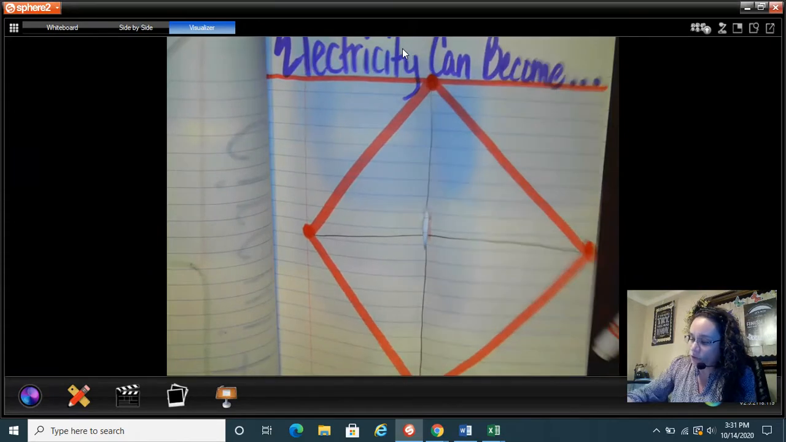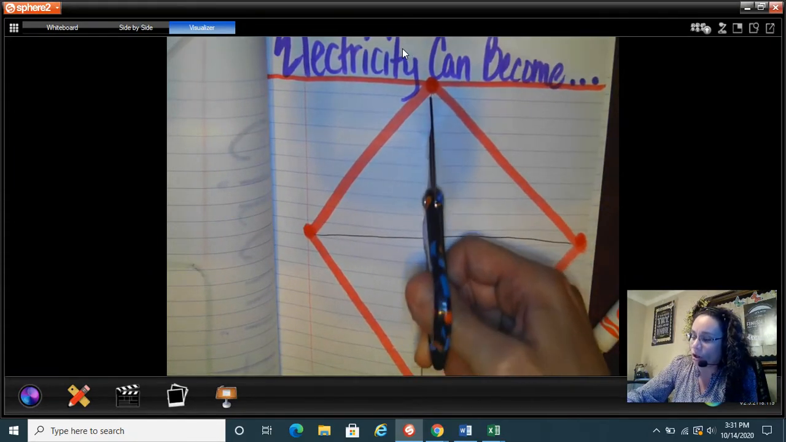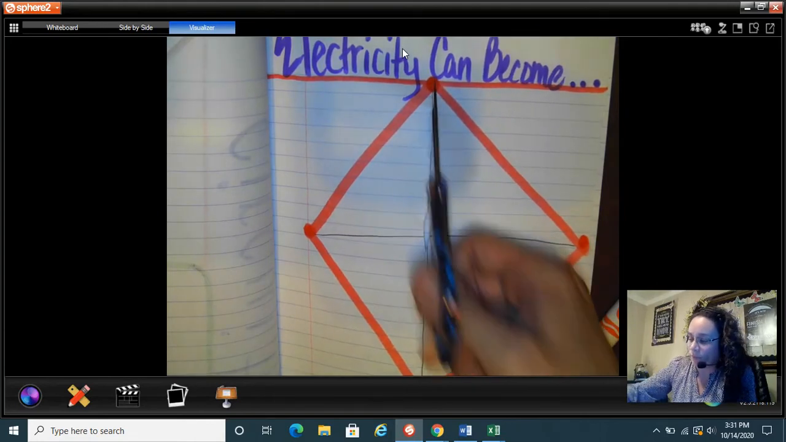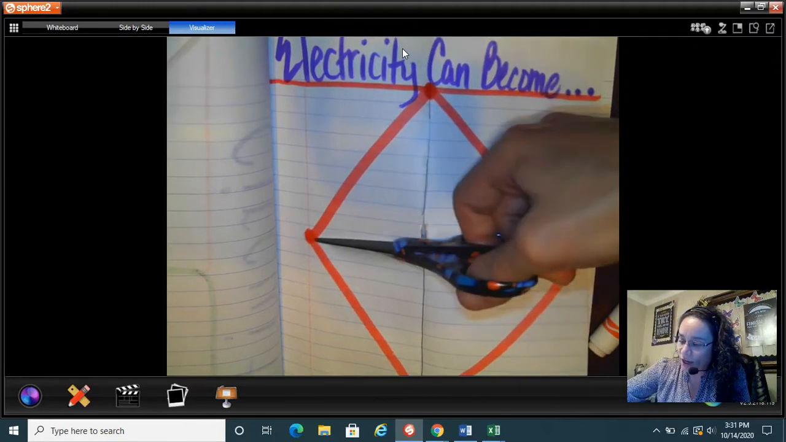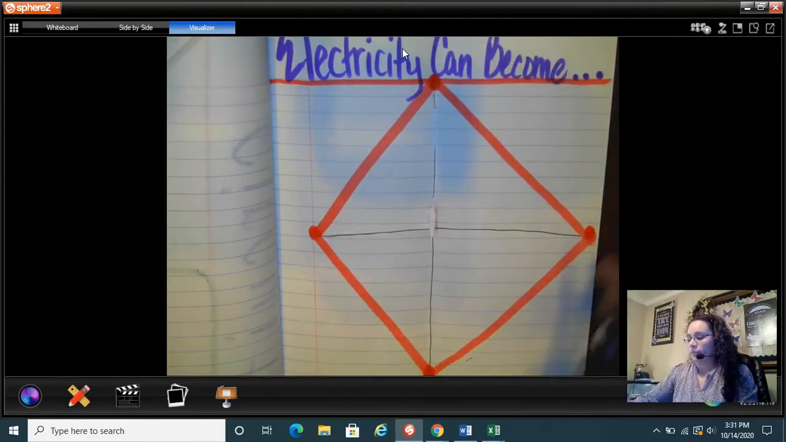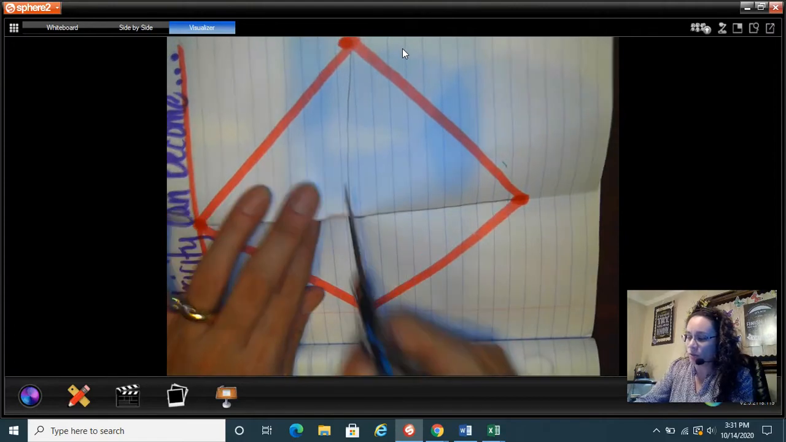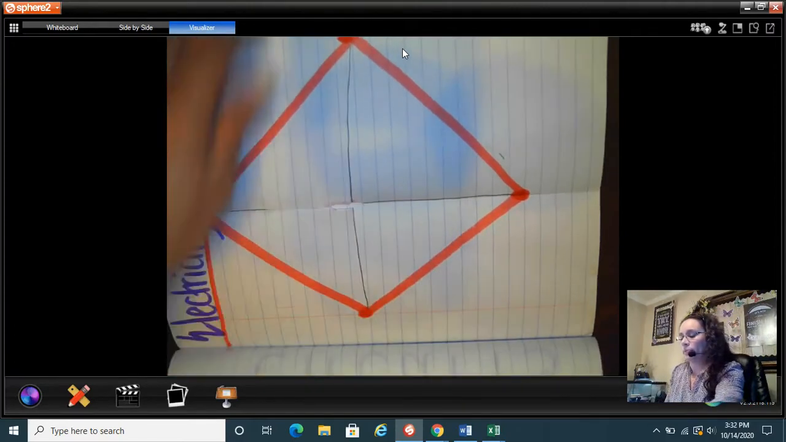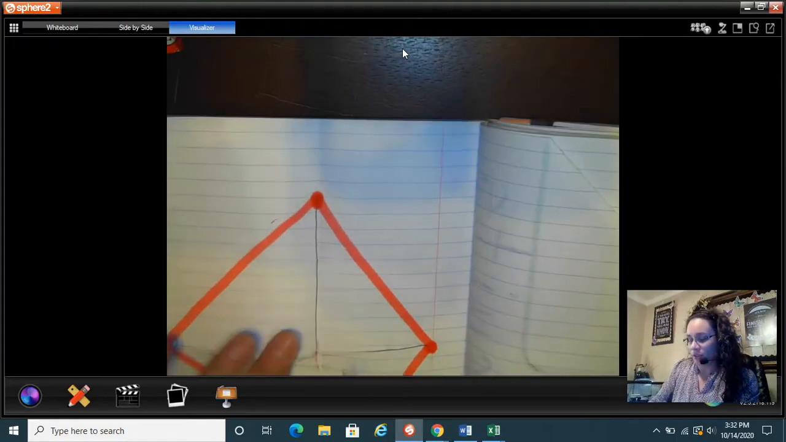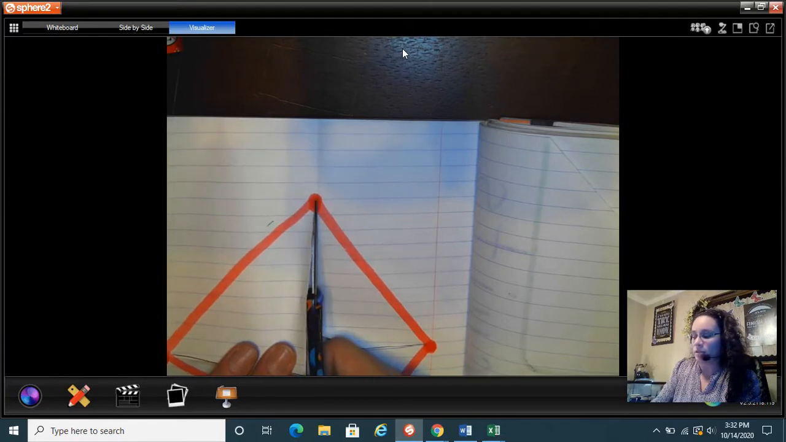That hole is for you to insert your scissors and cut on the pencil line all the way to the dot and stop. Cut on the pencil line all the way to the dot and stop. Oops, sorry. Cut to the pencil line to the dot and stop. And I just turn my journal because it's easier. Cut on the pencil line to the dot and stop.